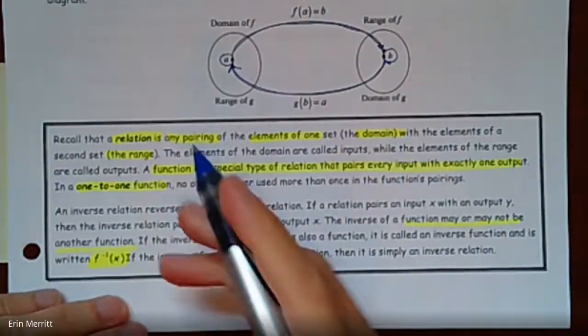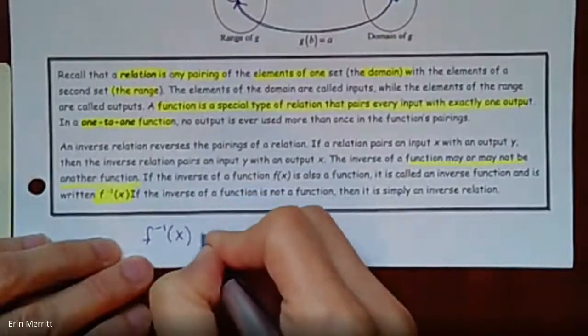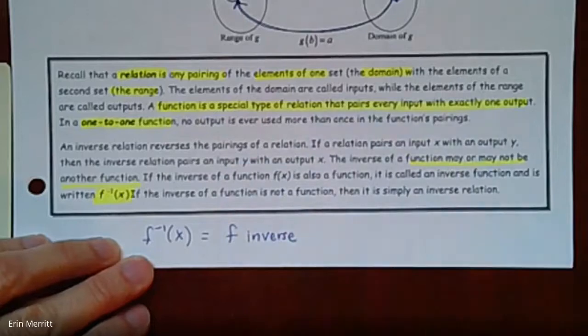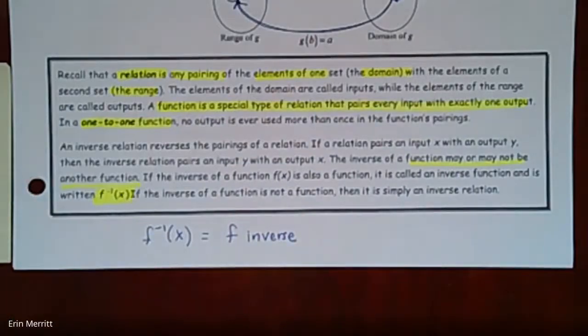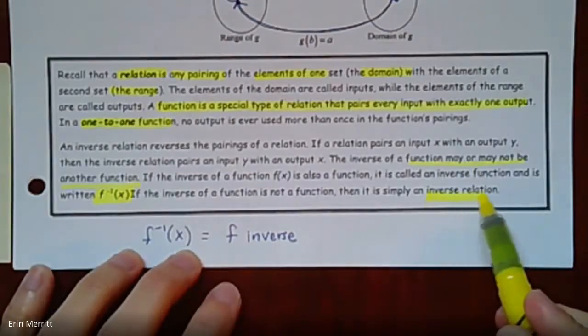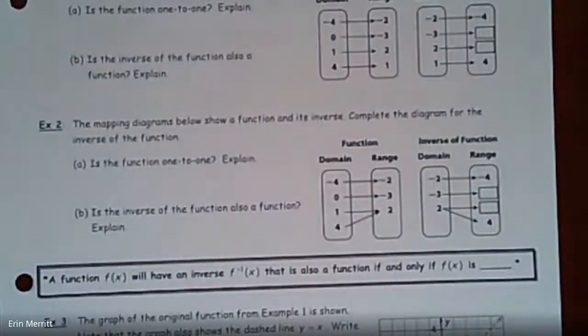So I'm going to write that down at the bottom. If I have f with that little -1 of x, that is read as f inverse. And if it turns out that the inverse is not a function, like it won't pass the vertical line test, then we simply call it an inverse relation. So you go back to that more generic labeling. Instead of a function, it'd be an inverse relation. So when we flip it on over, we will look at a couple of examples dealing with this.